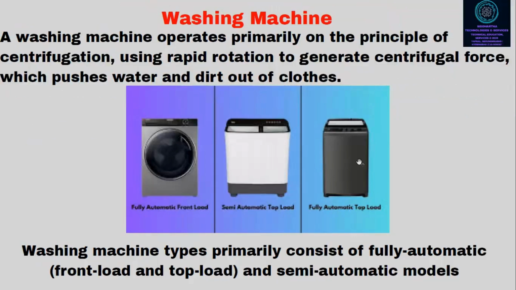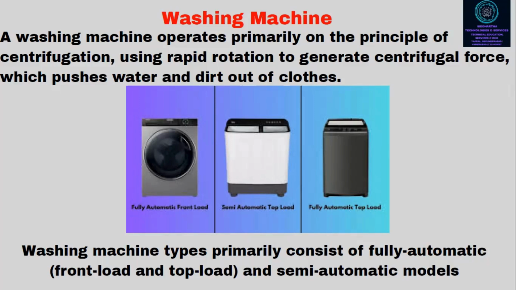All right. Another thing we use daily in consumer electronics is washing machines. A washing machine operates primarily on centrifugation, which is rotation, right and left rotation, front, back, up, down. That technique uses rapid rotation to generate centrifugal force, which pushes water and dirt out of the clothes.